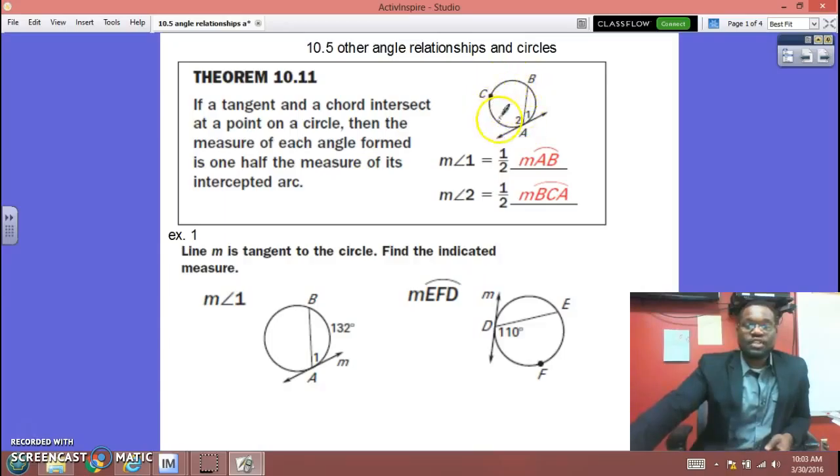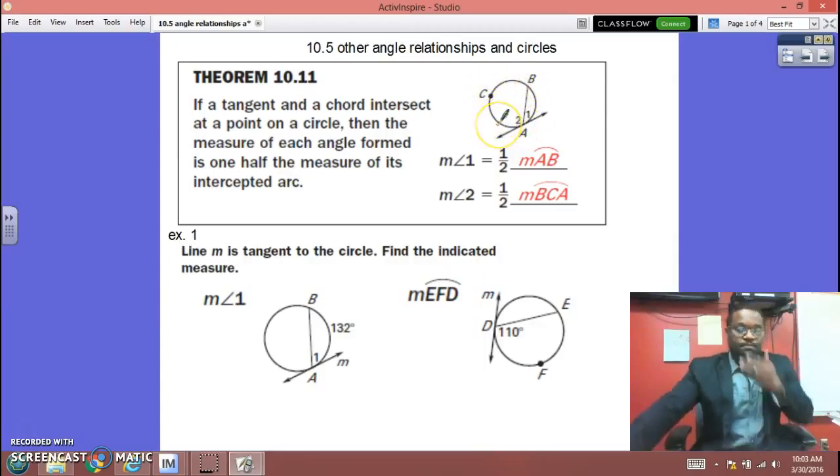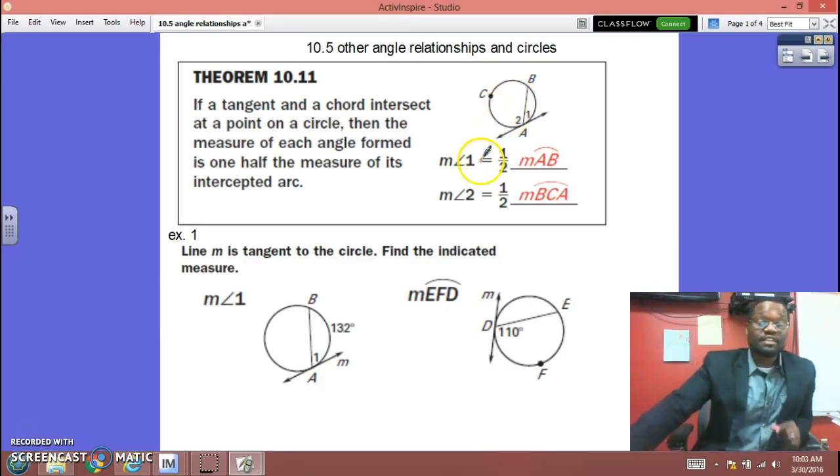And so this arc right here, BCA, is for angle 2 here. So it's the same thing. Whatever this arc is, half of that is going to be the angle here. Or if you knew the angle here, double that would be the arc. And so again, if the vertex is on a circle, that's always going to be true. That's the same thing as the previous notes that we discussed.